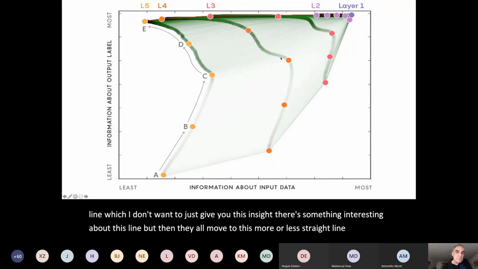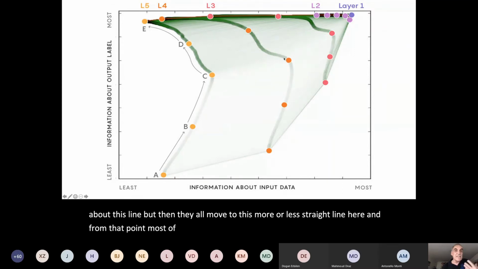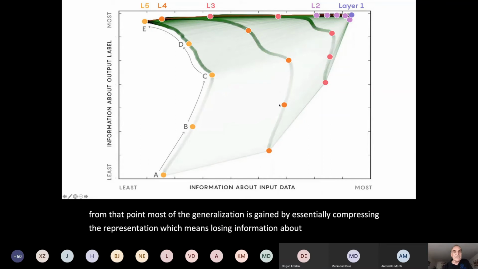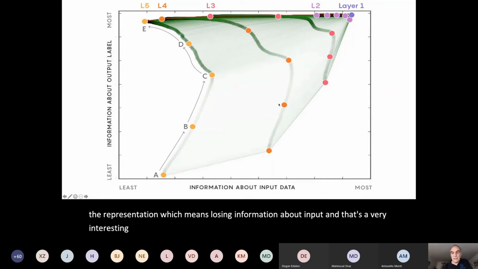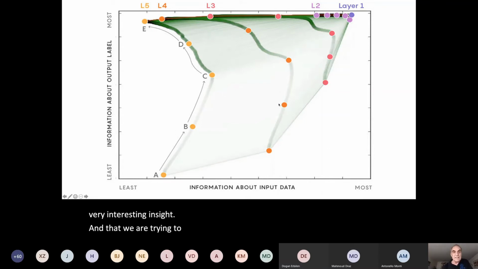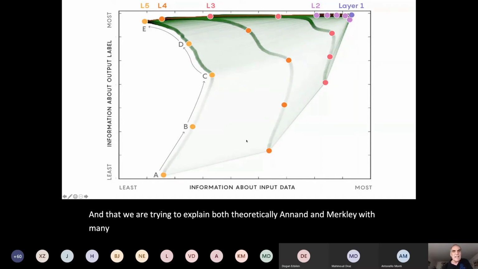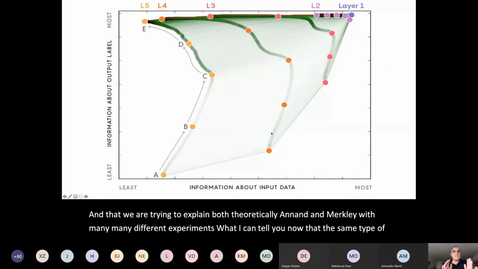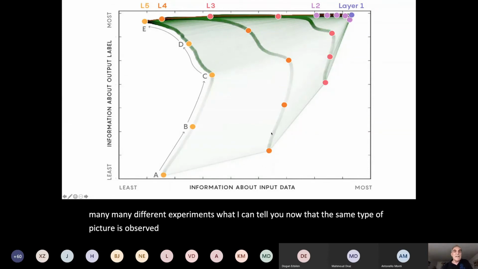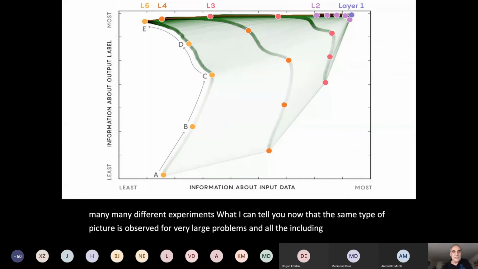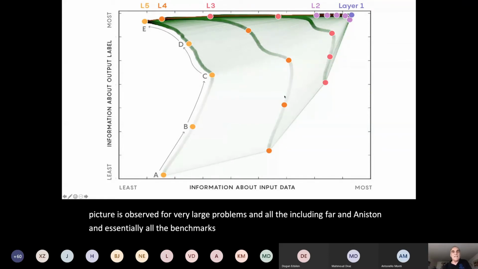And from that point, most of the generalization is gained by essentially compressing the representation, which means losing information about the input. And that's a very interesting insight that we are trying to explain both theoretically and numerically with many different experiments. What I can tell you now is that the same type of picture is observed for very large problems, including CIFAR and MNIST and essentially all the benchmarks used in machine learning today.